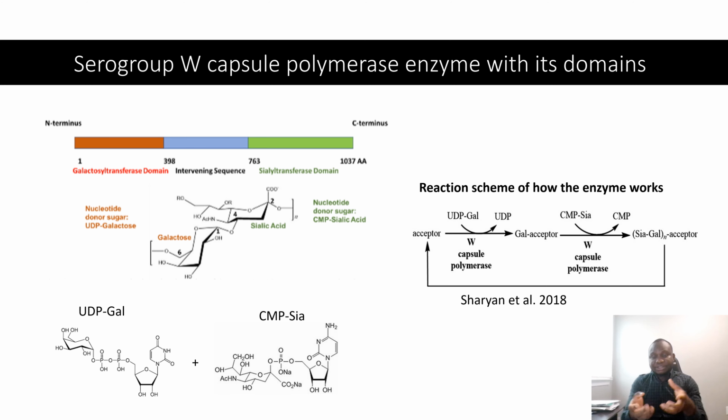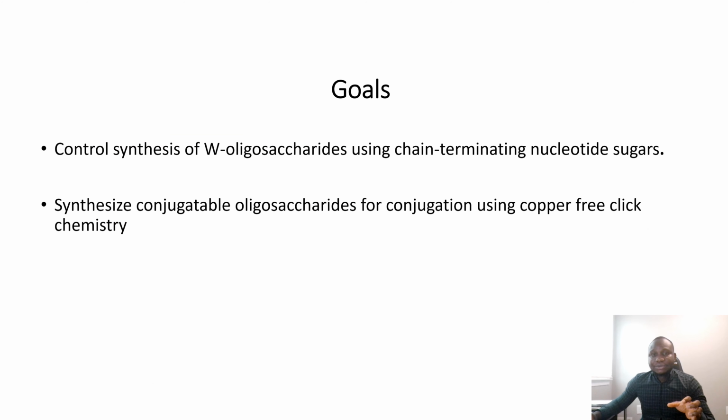The enzyme, which can be seen in this reaction scheme, takes galactose from UDP-galactose and adds it to an acceptor. This same enzyme can then use the nucleotide donor sugar CMP-sialic acid and then remove the sialic acid and add this to an acceptor. This is represented in this reaction scheme for us to have a better understanding of how this reaction works.